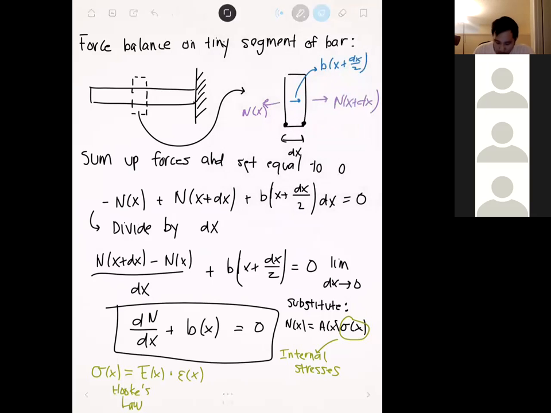And so the last thing that I want to substitute here is for the strain. Because the strain epsilon of x is equal to du dx, right? Where u right here is the displacement of the bar. And if you remember from your previous solid mechanics classes, we can express strain as the spatial derivative of the displacement of the bar.